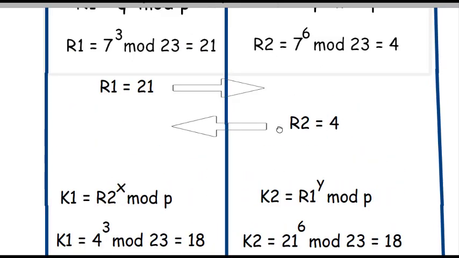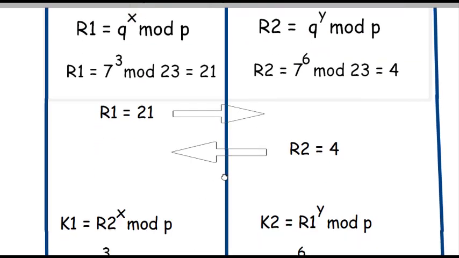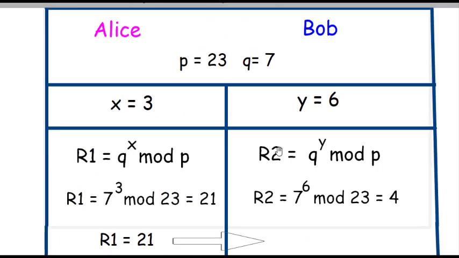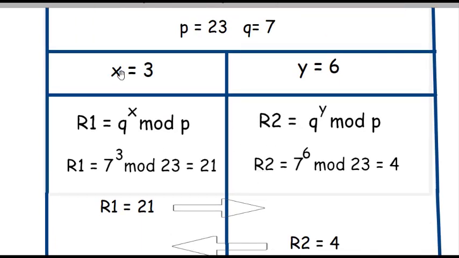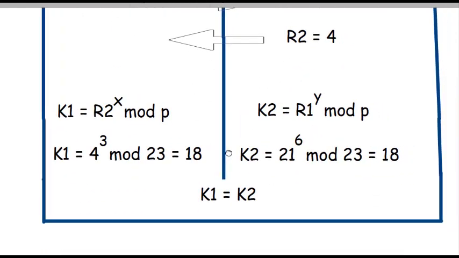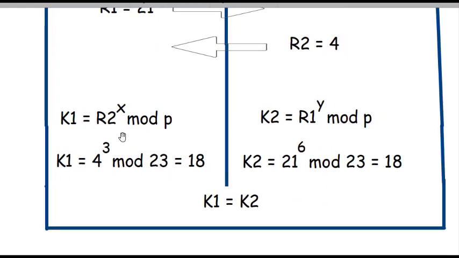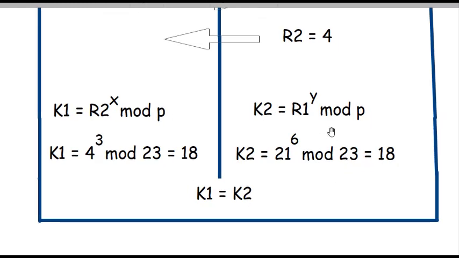Now any attacker who knows the values P, Q, R1 and R2, because these four numbers are shared through the unreliable medium, but X and Y are not shared. So any attacker, for example if Eve is the attacker, won't be able to calculate K1 or K2 because she has no knowledge about X and Y, and X and Y are never transmitted through that medium. So this is how the Diffie-Hellman key exchange algorithm works.